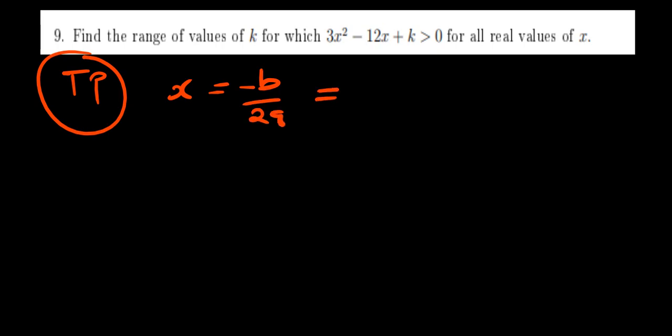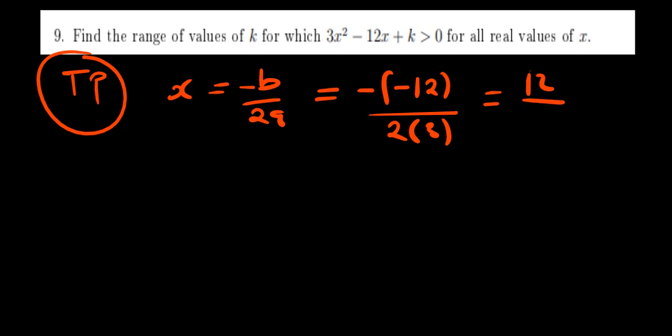So in this expression, our b is negative 12, so negative b is 12, over 2 times our a, which is 3. That is 12 over 6, so the value of x will be 2 at the turning point.